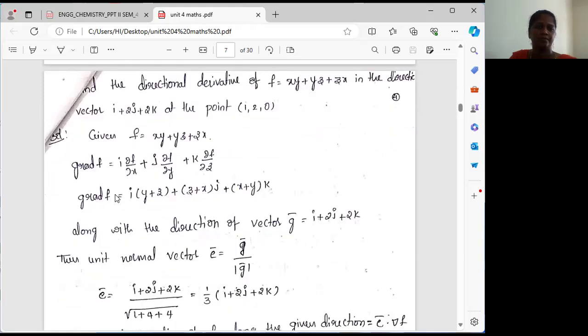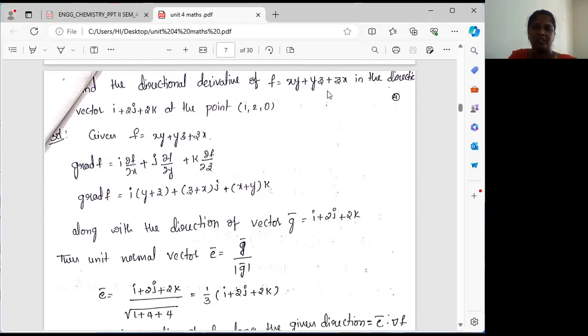Next problem. Find the directional derivative of f, where f is a scalar, f equal to xy plus yz plus zx, in the direction of the vector i plus 2j plus 2k at the point (1, 2, 0).